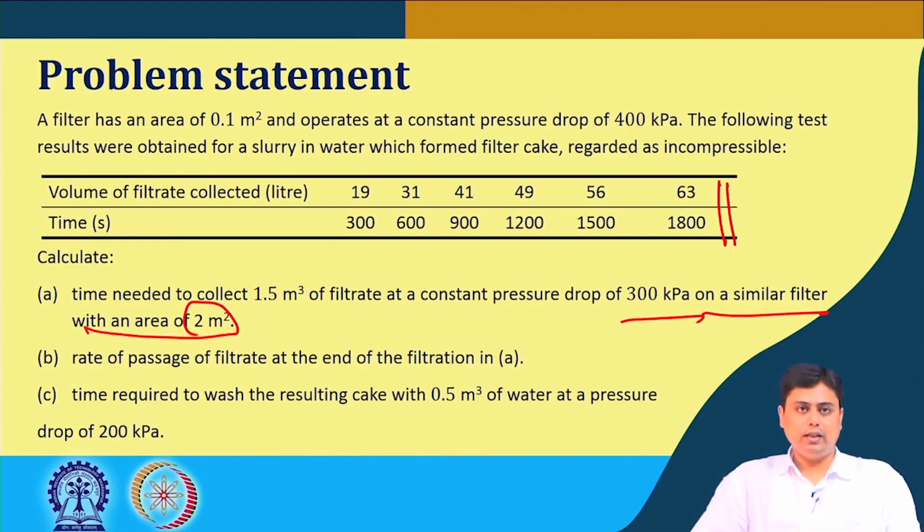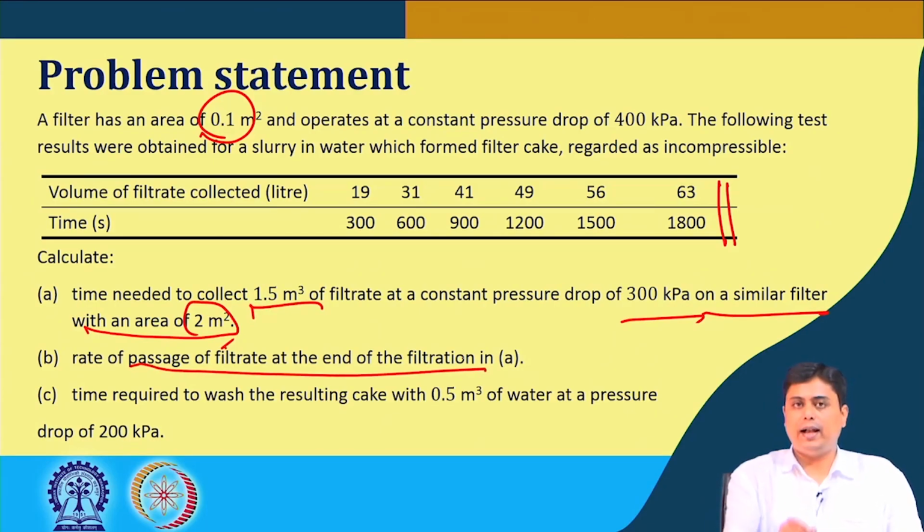Not exactly the same filter, but a large scale version of this one, because here it was 0.1 meter square and the question has been asked for 2 meter square. So, a large scale filter. What is the time required to process this much filtrate? The rate of passage of filtrate at the end of this filtration, and the time required to wash the resulting cake with 0.5 meter cube of water at a constant pressure drop of 200 kilopascal, which is similar to the previous problem that we have solved. Only the first part has a difference, that now the area has changed to 2 meter square from 0.1 meter square.